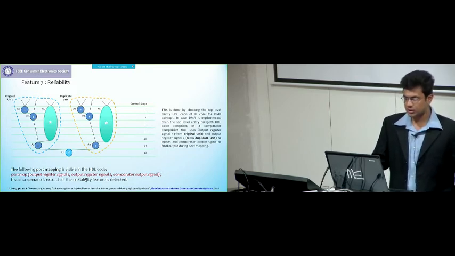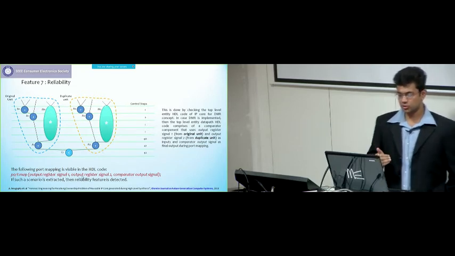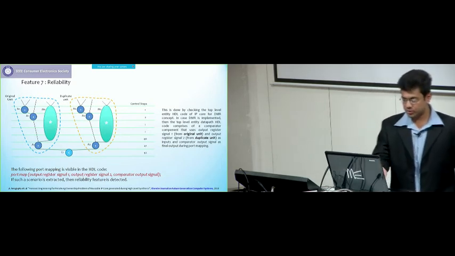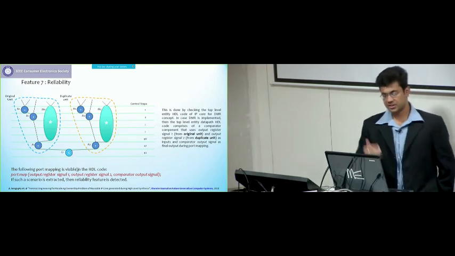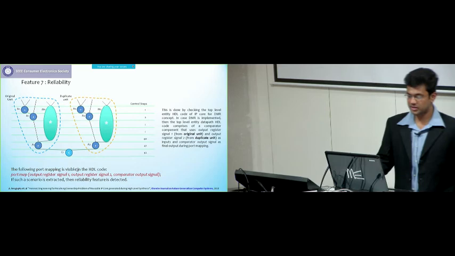If in the HDL code of the data path there is a port map condition which says output register signal 1 followed by output register signal 2 are the inputs, and it leads on to a comparator output signal, which is in this case this, then there is a DMR. If such a scenario exists, then the reliability feature is detected.